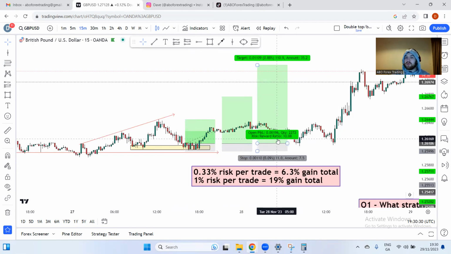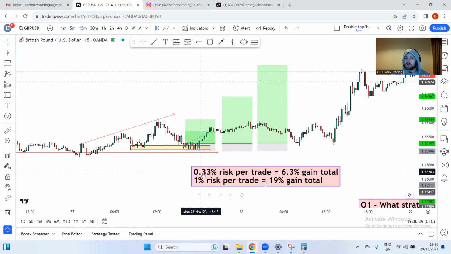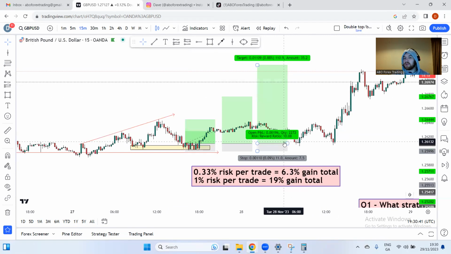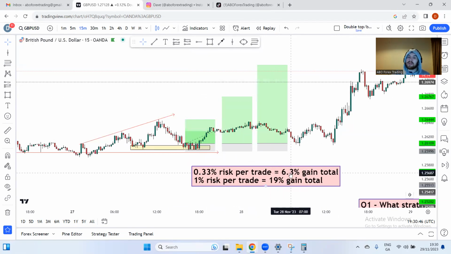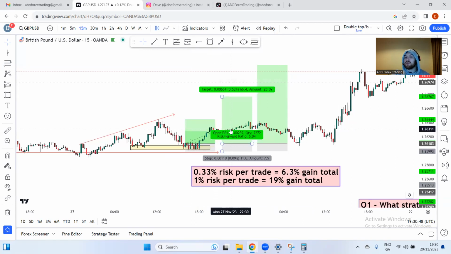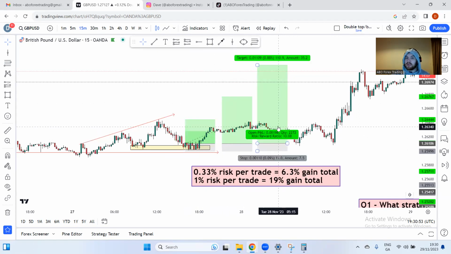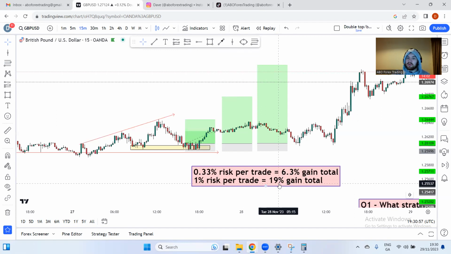Now you have 2 options when you're opening this trade. Depending on how much risk you want to take, you can risk 1% between all 3, so roughly 33% risk per trade you've opened. And if all 3 trades hit profit, your total gain at the end of it will be 6.3% for that one trade. If you risk 1% per trade, that's 3% total, your gain at the end of it will be 19%. But you're opening yourself to more risk.